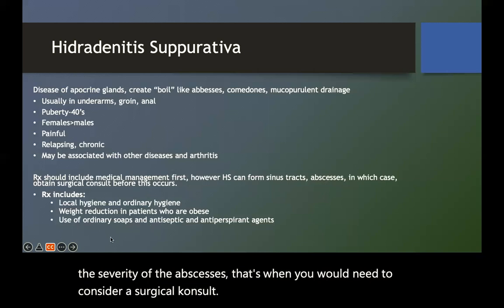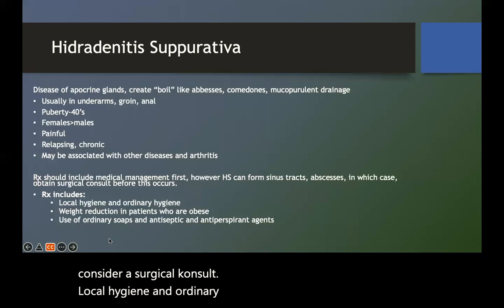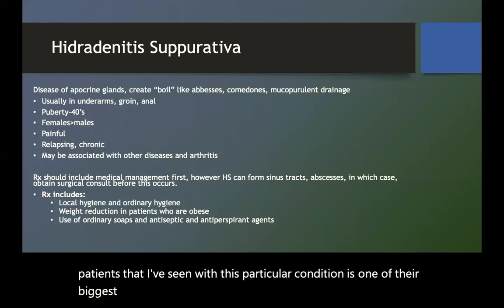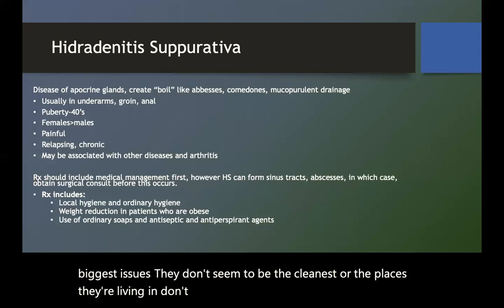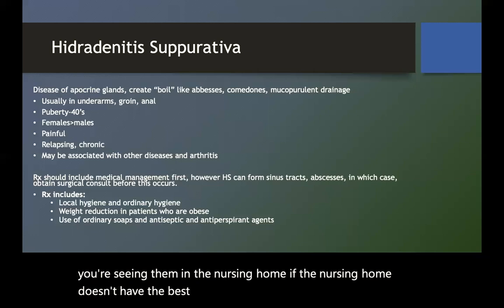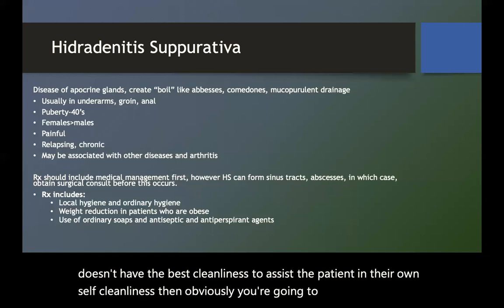Local hygiene and ordinary hygiene. Hygiene, I will tell you, for the patients that I've seen with this particular condition, is one of their biggest issues. They don't seem to be the cleanest, or the places they're living in don't facilitate a clean environment. So when you're seeing them in the nursing home, if the nursing home doesn't have the best cleanliness to assist the patient in their own self-cleanliness, then obviously you're going to lead to a recurrent infection.